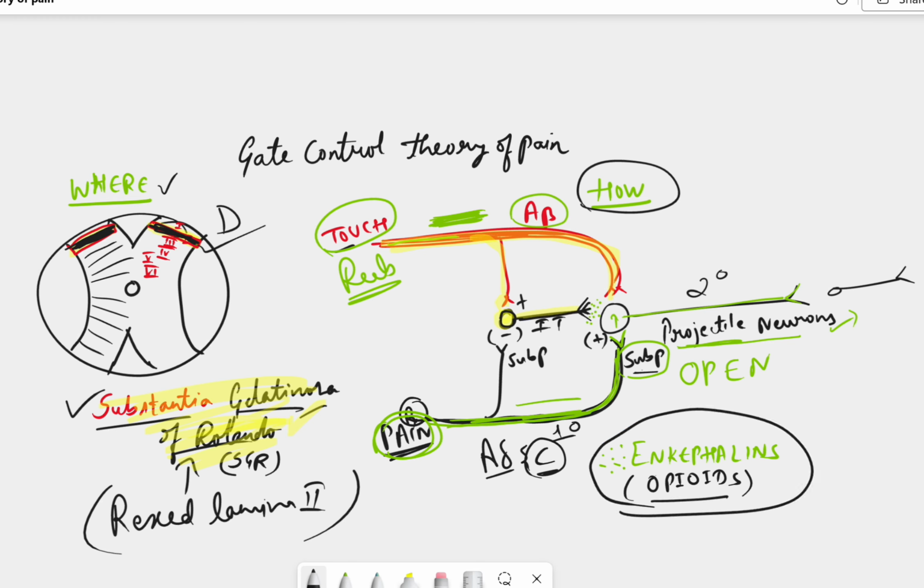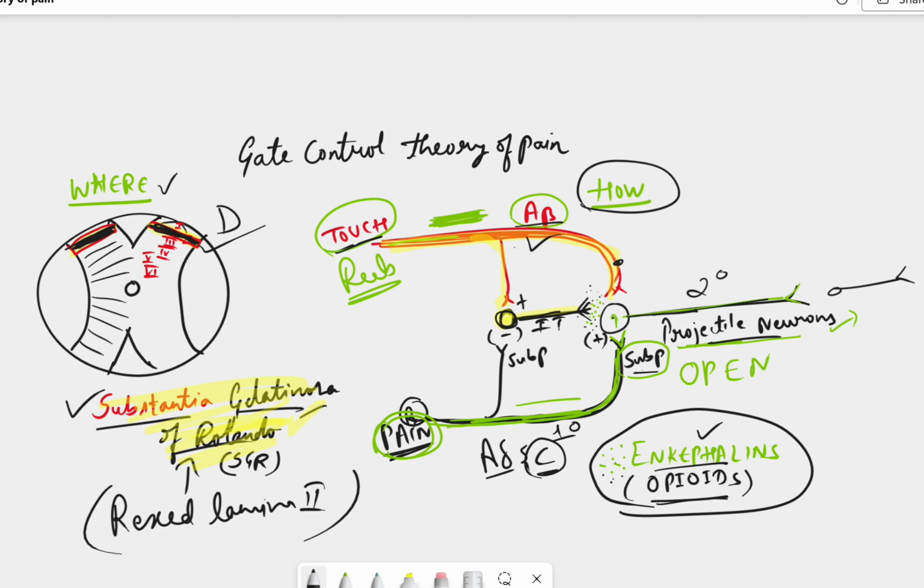Enkephalins are nothing but endogenous opioids. They reduce pain transmission. You all know, right? Opioids reduce pain. So these endogenous opioids are called enkephalins, and they are released by these interneurons. So your touch pathway, which is nothing but your A beta fibers, activates this interneuron, and they release more and more enkephalins. This enkephalin acts on the projectile neuron and inhibits it, or reduces the pain transmission via the projectile neurons.